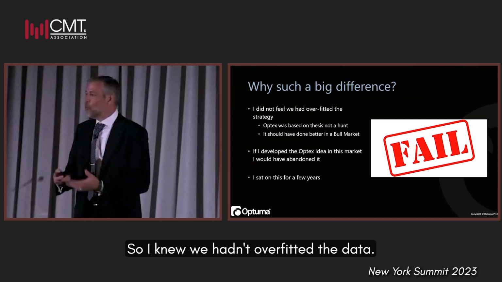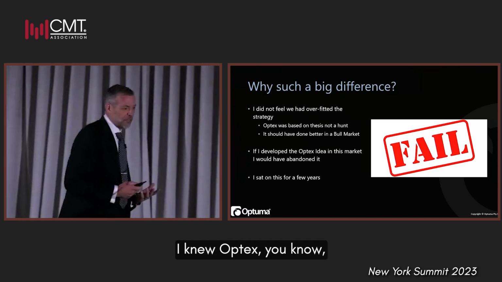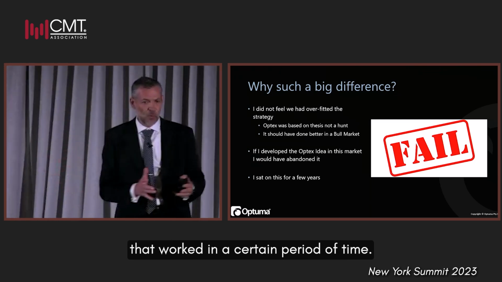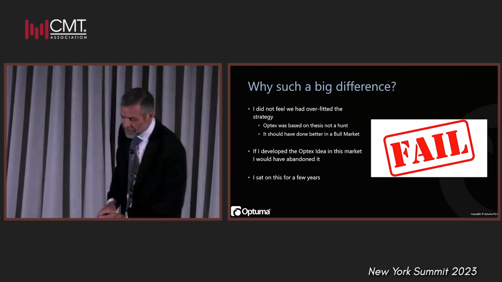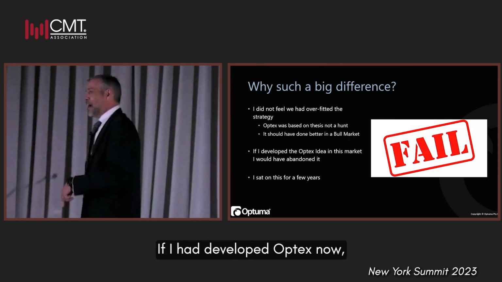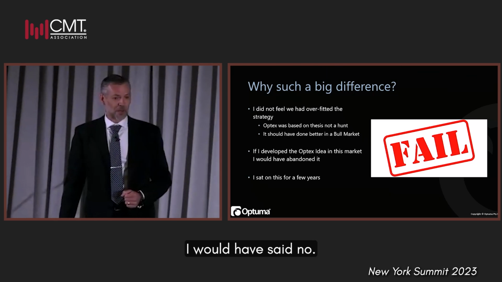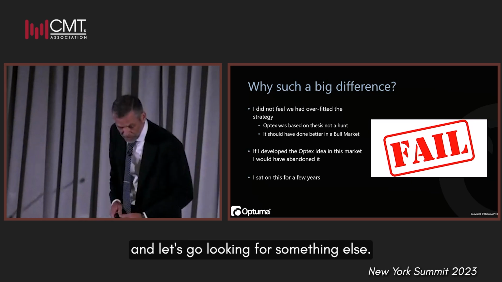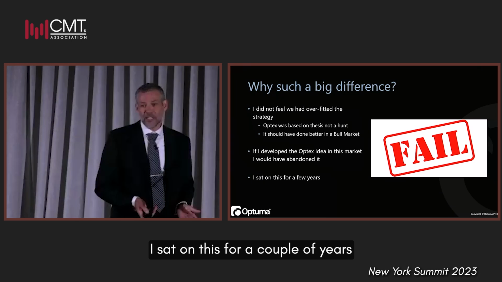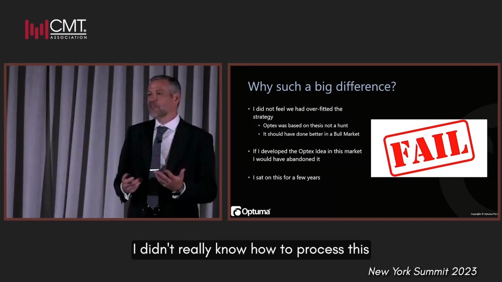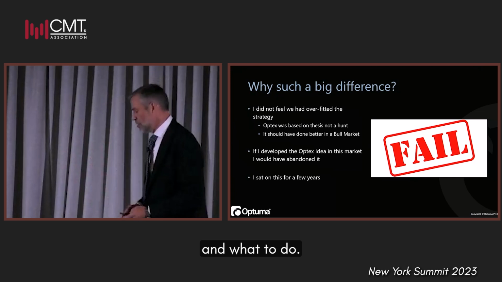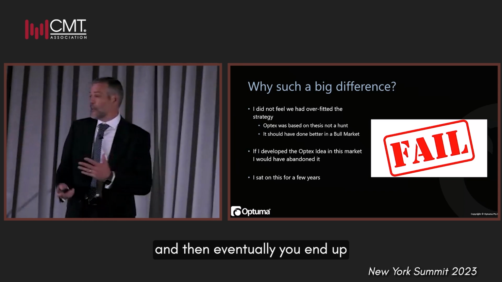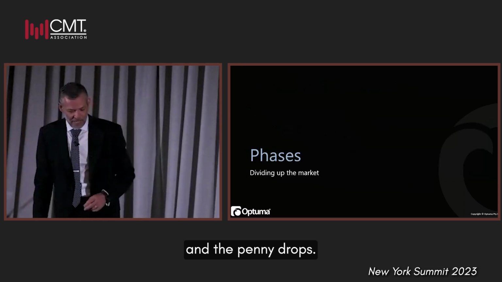So I knew we hadn't overfitted the data. I knew Optex was based on a strong thesis, not hunting for an indicator that worked in a certain period of time. If I had developed Optex now, I probably would have abandoned it. I would have said, no, this idea is no good, throw it away, and let's go looking for something else. And so basically I sat on this for a couple of years because I didn't really know how to process this and what to do. And often what's been the case is I'll just let things sit in my mind, and then eventually you end up having a conversation with somebody and the penny drops.